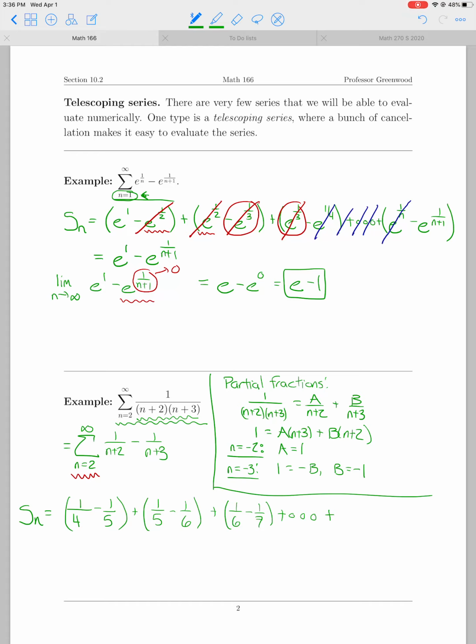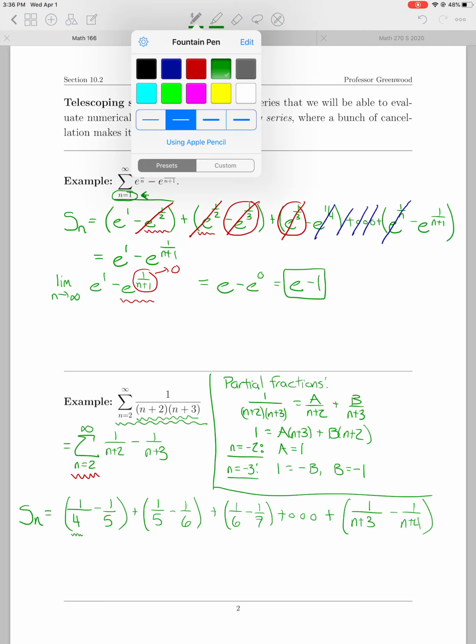And so because I started with n equals 2 here, if I want n terms total, then the last thing I need to plug in is actually n plus 1. It doesn't really make a difference in the computation overall, but really if I want the nth partial sum, then this last term should be a 1 over n plus 3 minus a 1 over n plus 4, just so that there are n parentheses total.